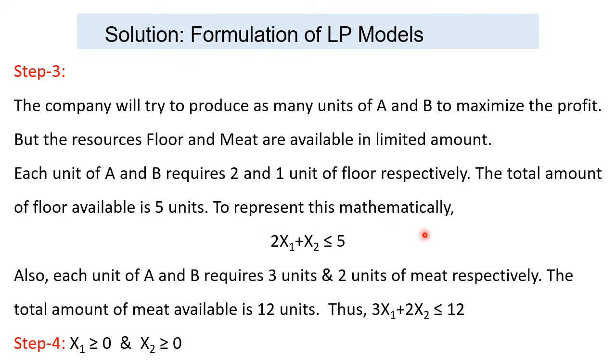So to represent this mathematically, we can state like this: 2x1 plus x2 less than or equal to 5. We can go up to 5, but not more than 5, because we only have 5 units of flour. And each unit of A and B requires 3 units and 2 units of meat respectively. The total amount of meat available is 12 units. So we can state mathematically 3x1 plus 2x2 less than or equal to 12. We can go up to 12, but not more than 12, because we only have 12 units of meat.